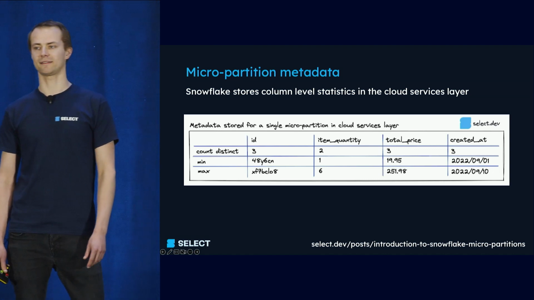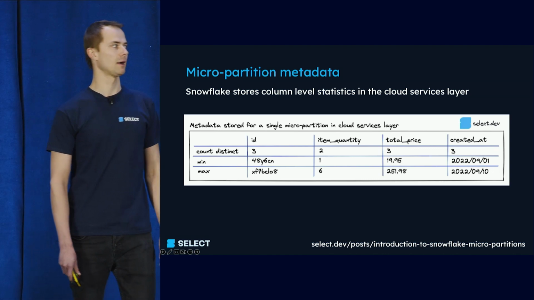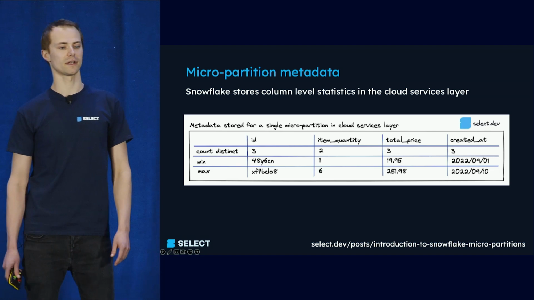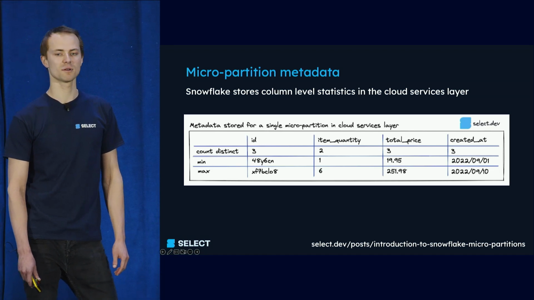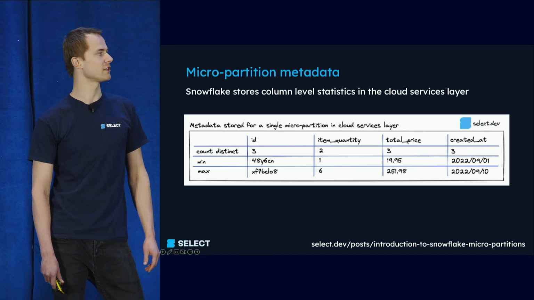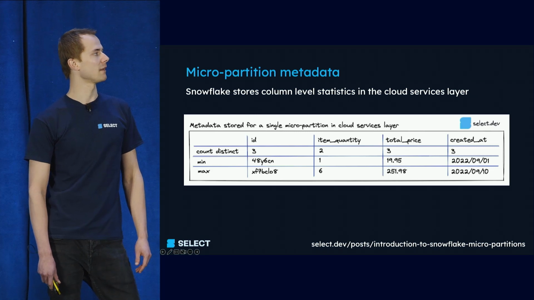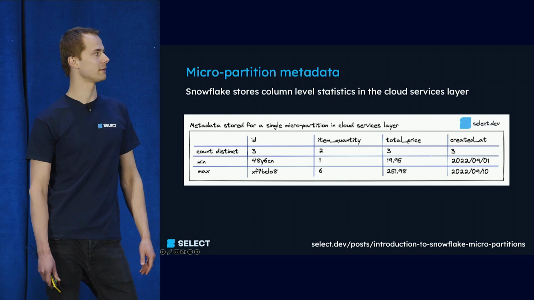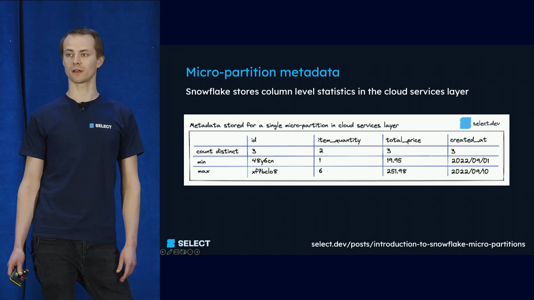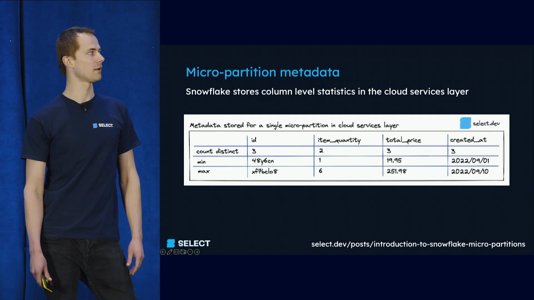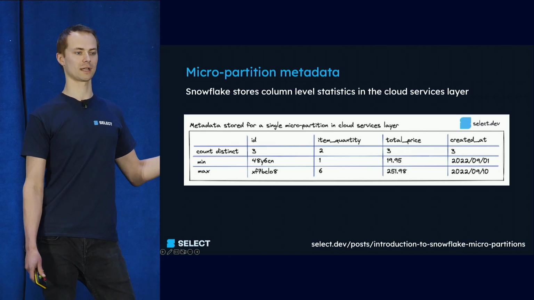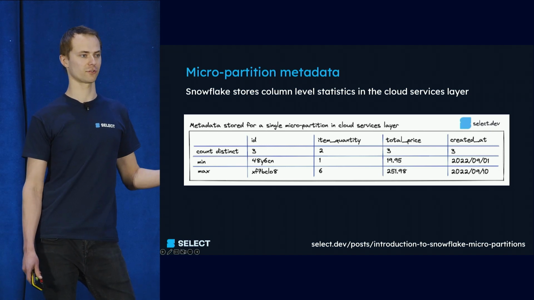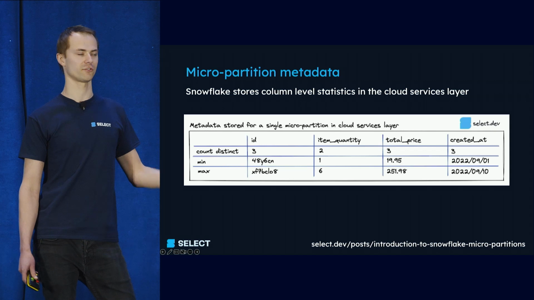Snowflake records metadata for micro-partitions. And the most important one to understand for the next topic, which is pruning, is this minimum and maximum value that Snowflake records for each column. And this is how it can discard micro-partitions which it knows aren't relevant to the query. And this metadata is stored in the cloud services layer that Ian mentioned earlier. And so it means that it's available to Snowflake before it even starts processing your query. Snowflake can identify which micro-partitions are needed.